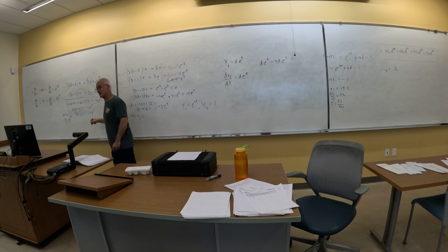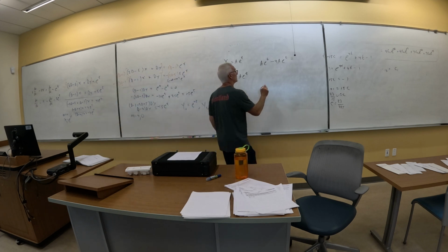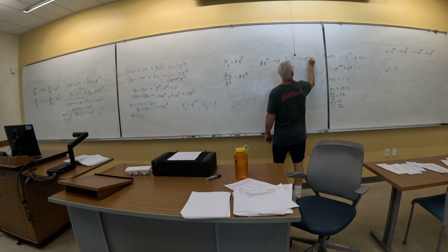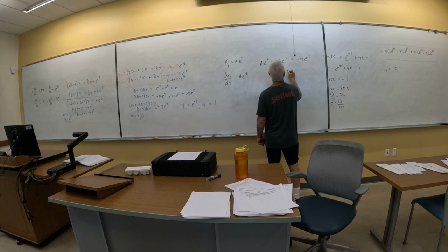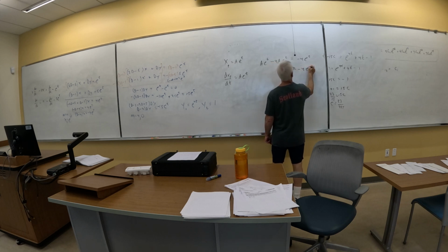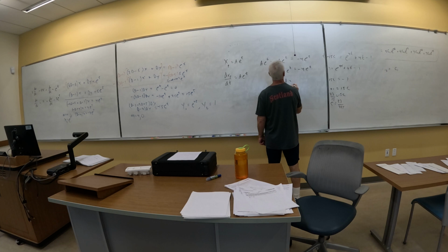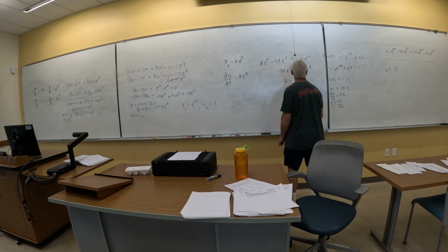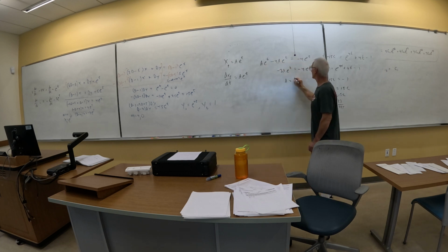It's just whatever the right side is, agreed? Yeah. So negative 3a e to the t equals negative 4 e to the t. So a is what? 4/3. Wow, that was not even that interesting, was it?